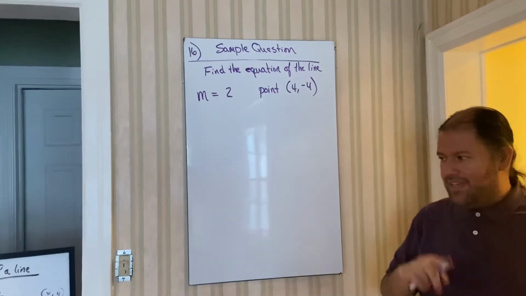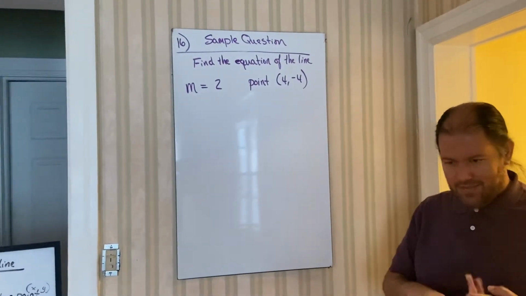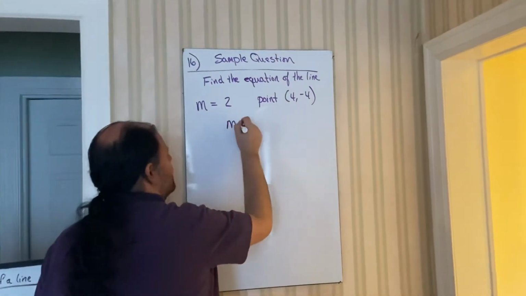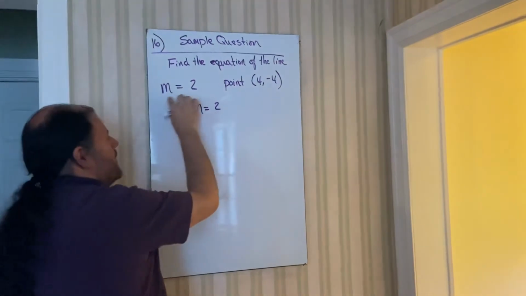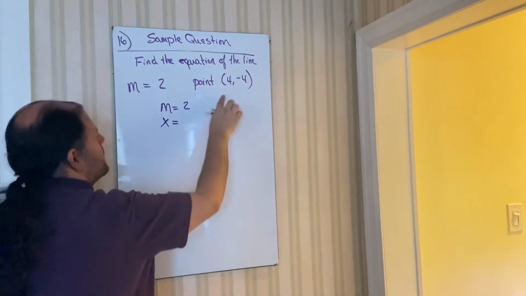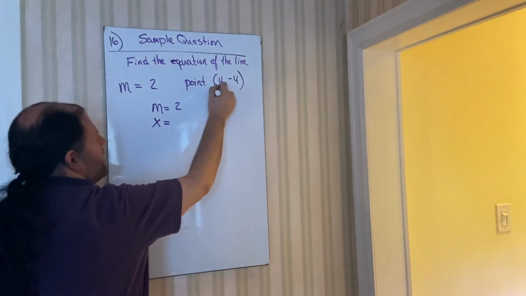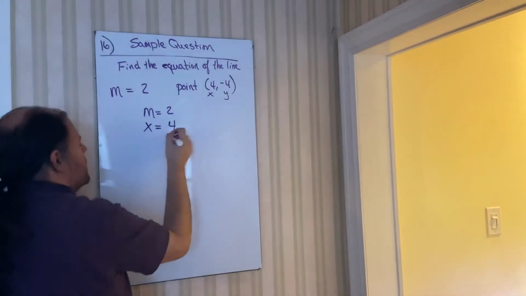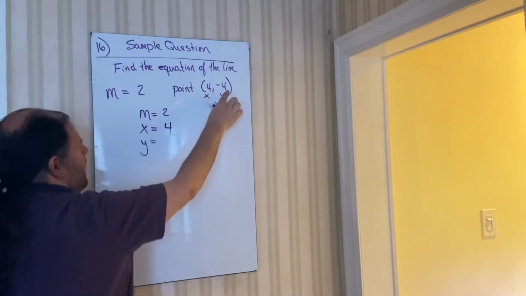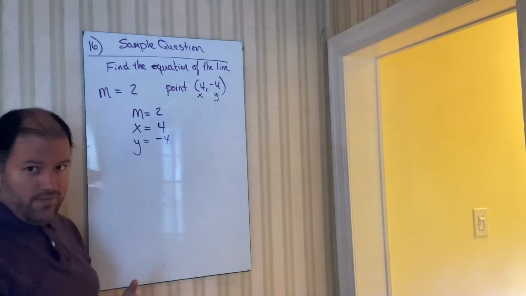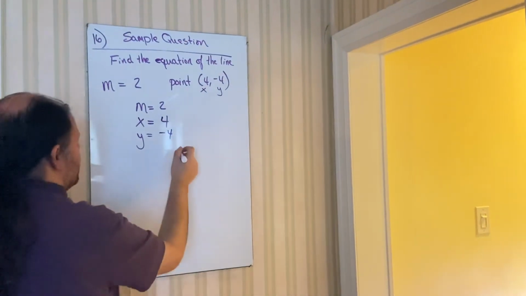So step one says, get me m, x, and y. So this already says m, so that's pretty easy. Sometimes they'll use the word slope. Sometimes they'll say m, x. Remember, this is an ordered pair. X, y. X is always first, positive 4. Y is afterwards, negative 4. So that's step one.